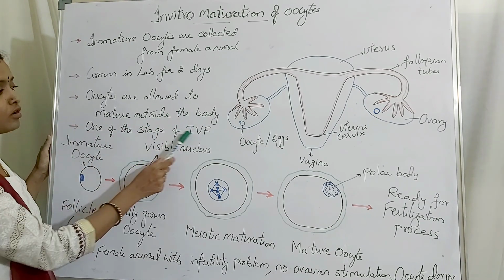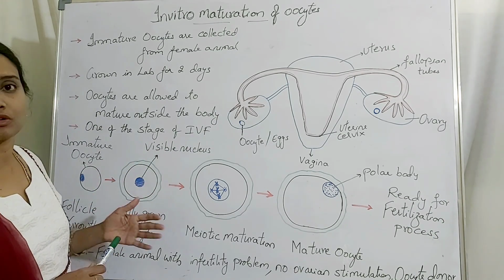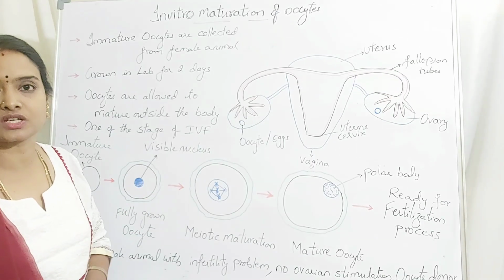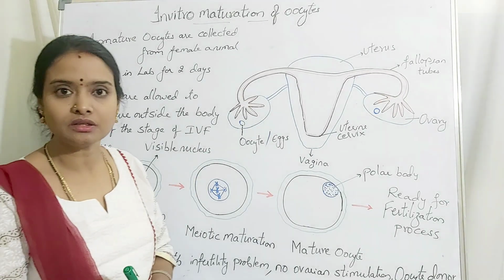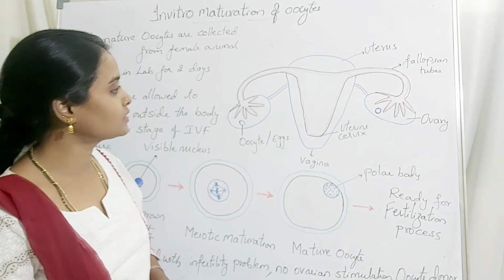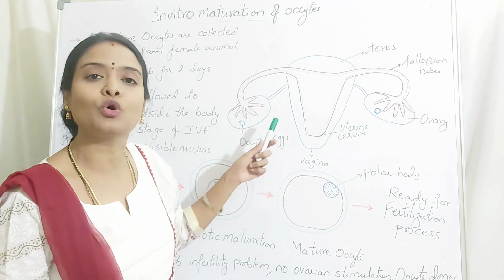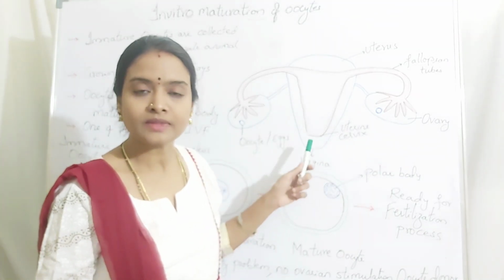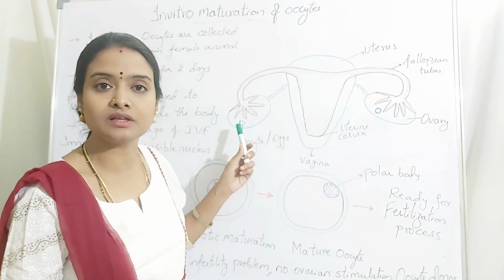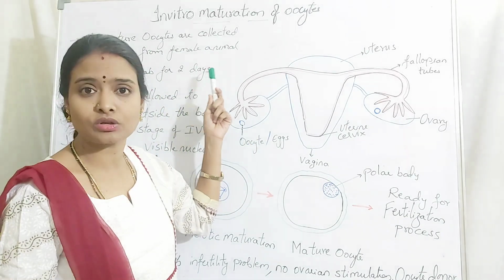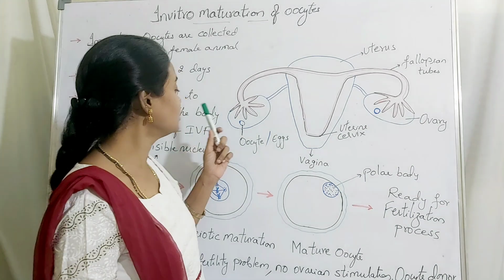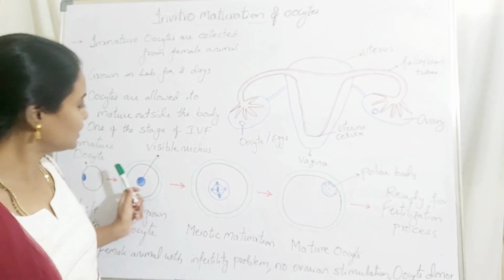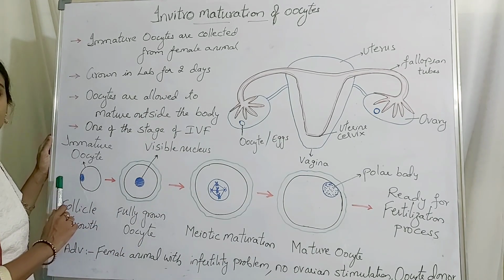So one stage of IVF is the maturation of oocytes. When you go for IVF or in vitro fertilization, it is superovulation where hormones are given so that the female animal will produce more oocytes. Then the immature oocytes will be aspirated out. Then they are allowed to mature in the normal tissue culture media, and the matured oocytes, see here, these are the stages of maturation. So let us first discuss how the mature oocytes are formed.